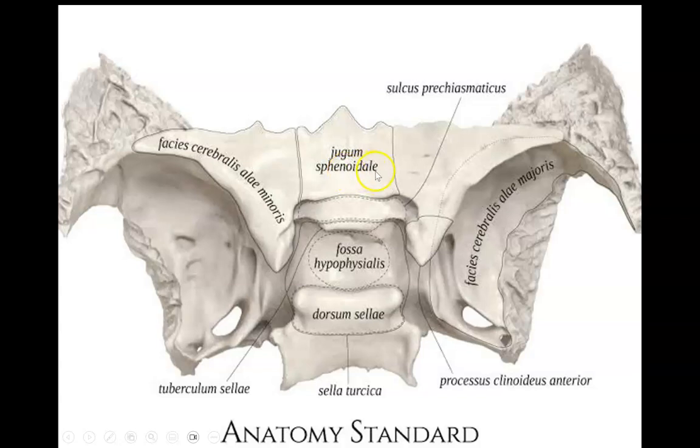Another view: planum, pituitary fossa, dorsum sellae, basisphenoid, lesser wing, greater wing, anterior clinoid, the middle clinoid, and the posterior clinoid processes.